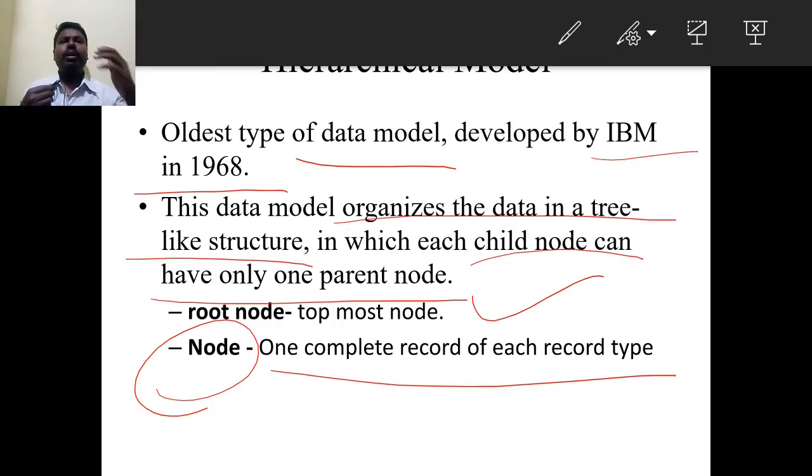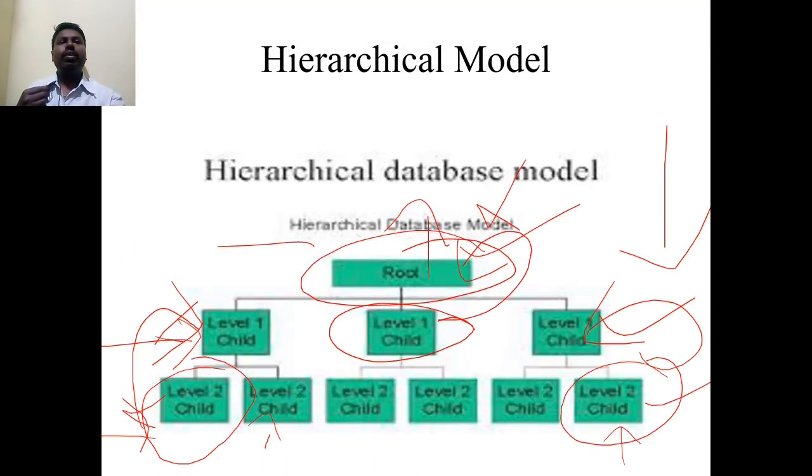So what is the hierarchy model? It is too simple. Data are organized in the form of a tree-like structure. So we know that it is in the hierarchy format: level 1, level 2, level 3, level 4, like that.